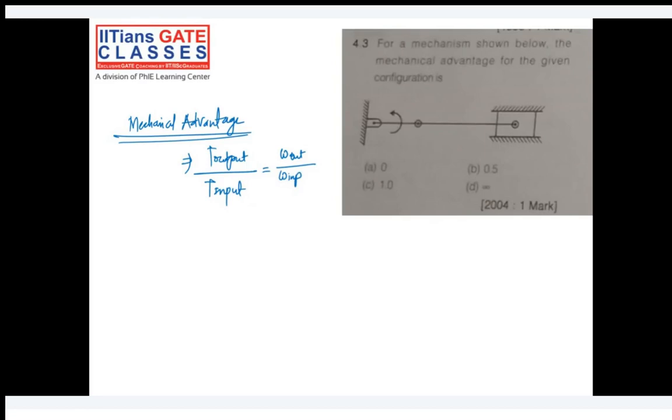Sorry, not this. It's omega input by output, inverse proportion. Yeah, I was wrong. Check the formula again. It's omega input by output.